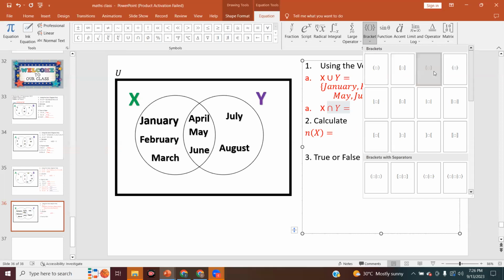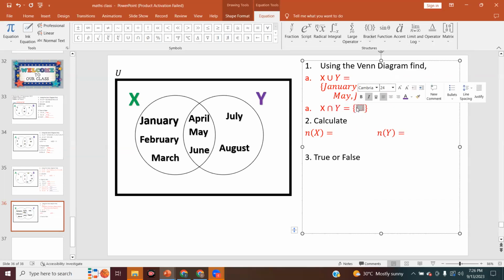Why is that the intersection? Very good, because they are the ones that are in common. What is the intersection of X and Y?